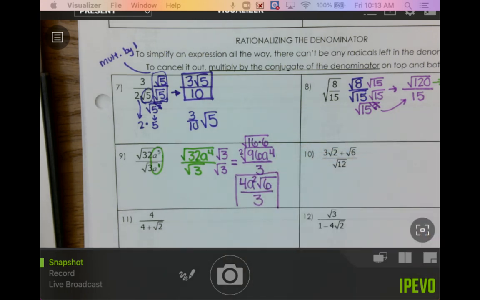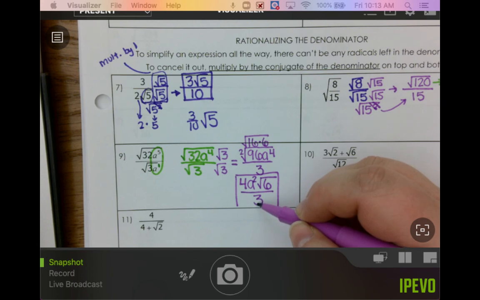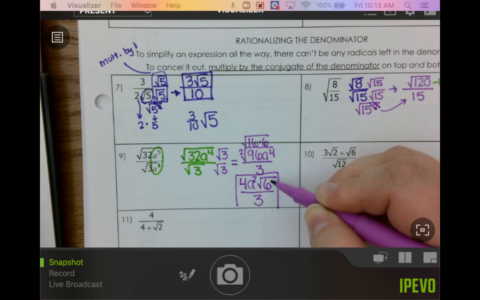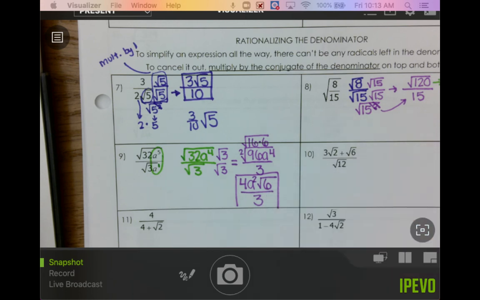4 does not divide by 3. Those are your numbers outside, so you can't simplify this. These two aren't allowed to divide because one's outside and one's inside.